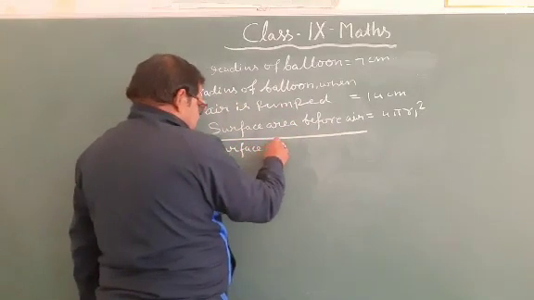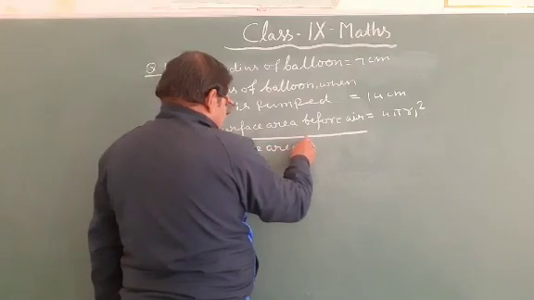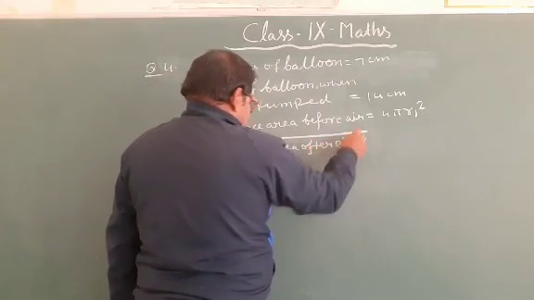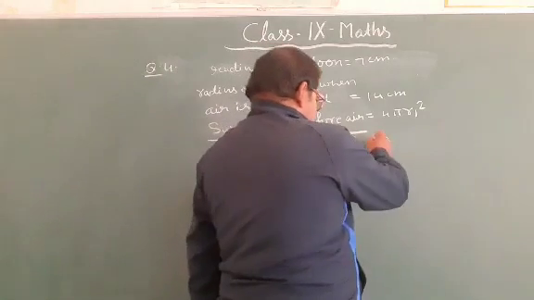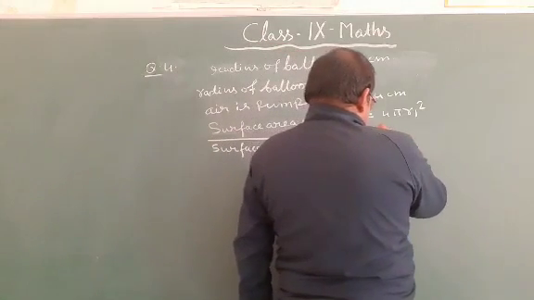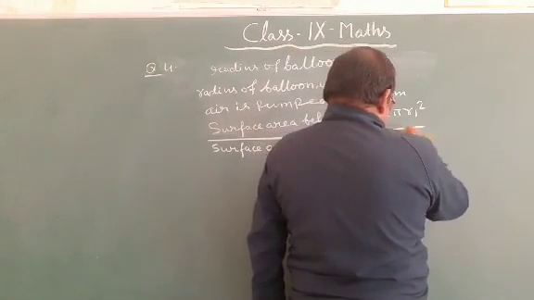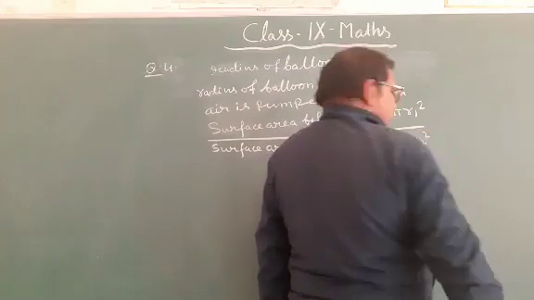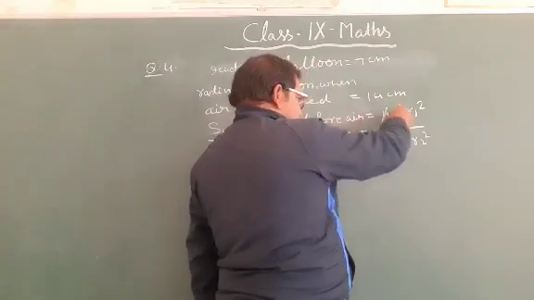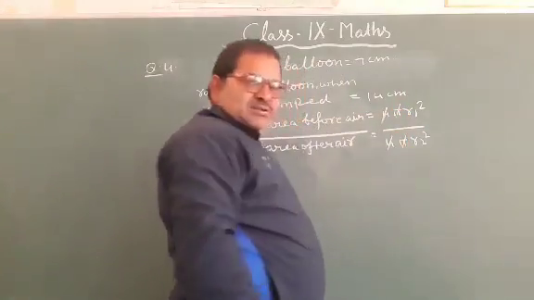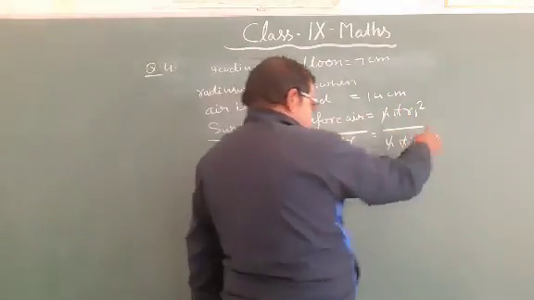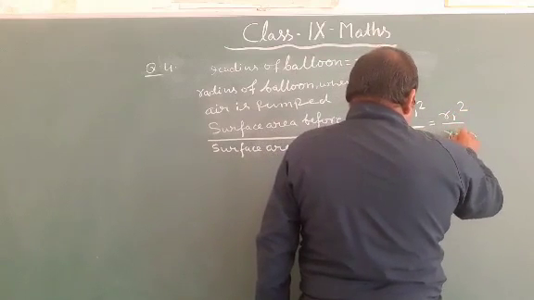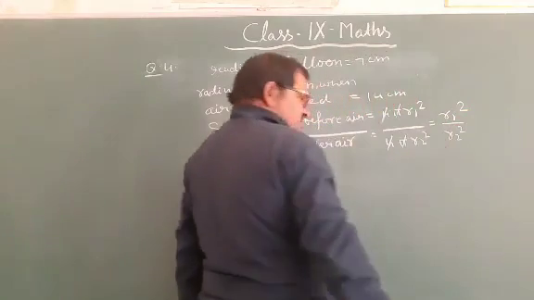surface area after air equal to 4 pi r2 square. So 4 pi cancel, that's equal to r1 square upon r2 square.